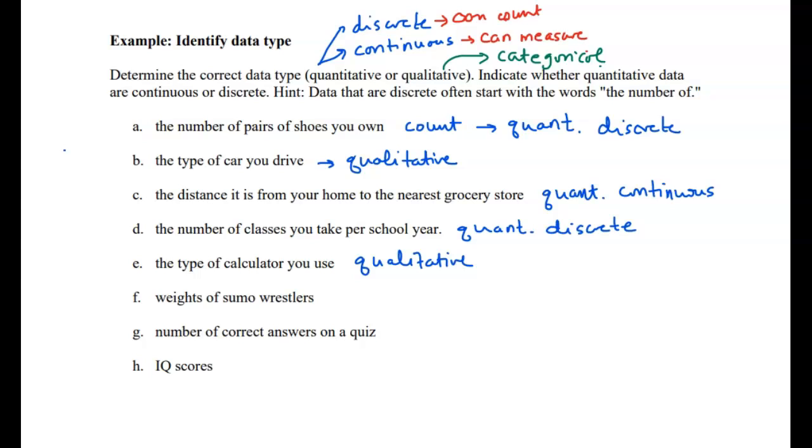Weights of sumo wrestlers. This is something you measure. You get on the scale. So this is quantitative continuous. Number of correct answers on the quiz. You can have 3, 4, 10 correct. So quantitative discrete, something you count.